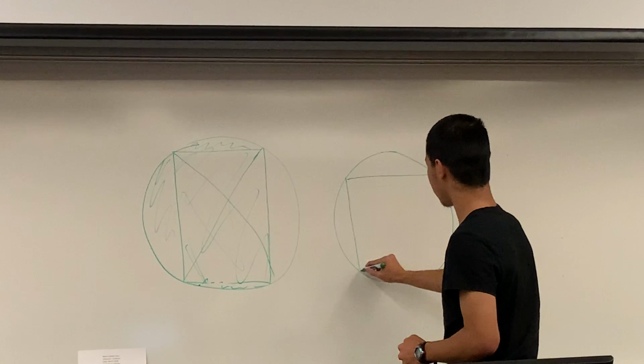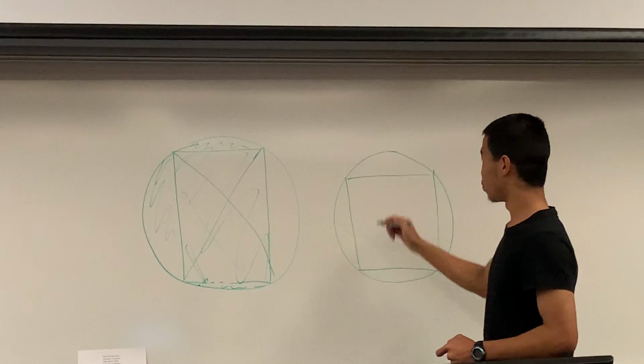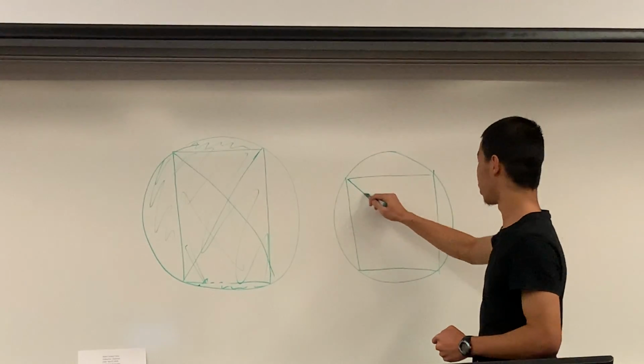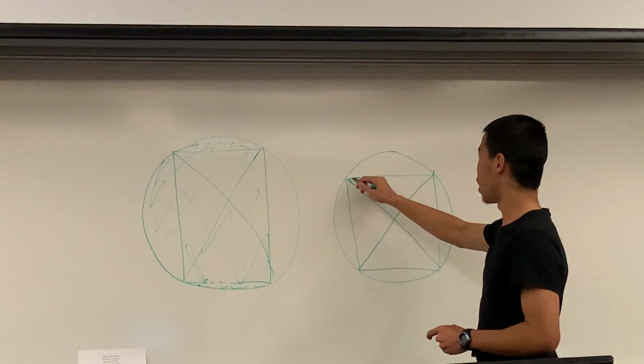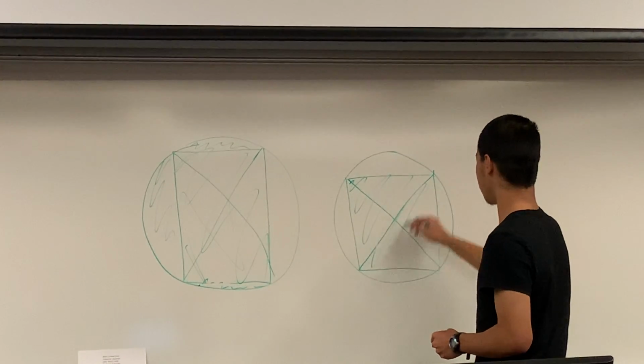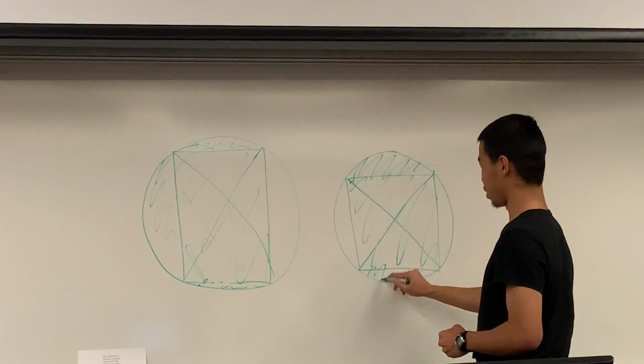That should be better. Okay, this is a better diagram, okay? So we had the square, and we had this thing shaded in, right? And we also had this shaded in. And we also had this shaded in.